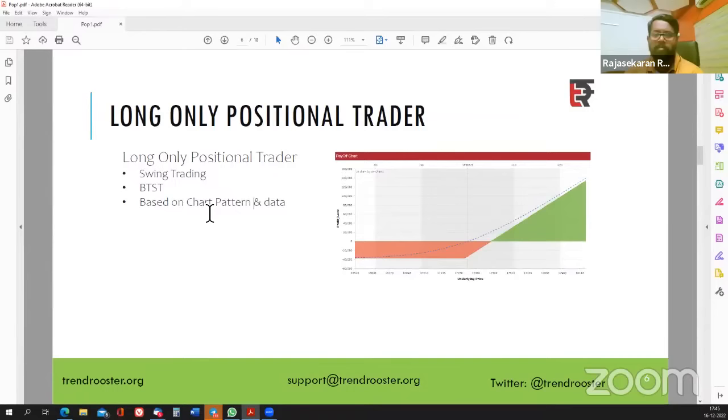unless you have a proper system, proper risk management, position size, and you are also a long-time investor, then probably you are a winner. And if you are doing it for intraday, just for pleasure, seeing some pattern and jumping into the market and buying some call options, some put options, then you probably end up a loser over a longer period of time.